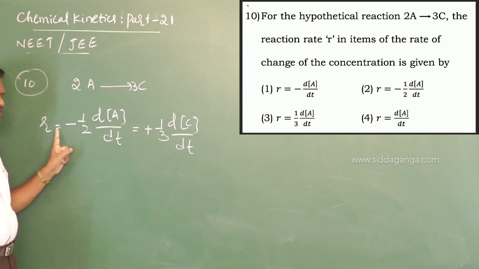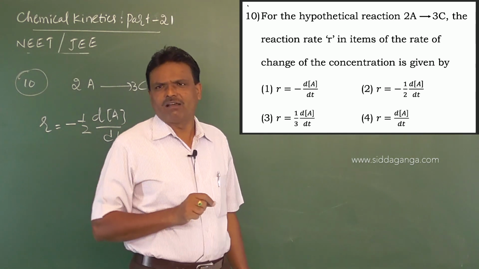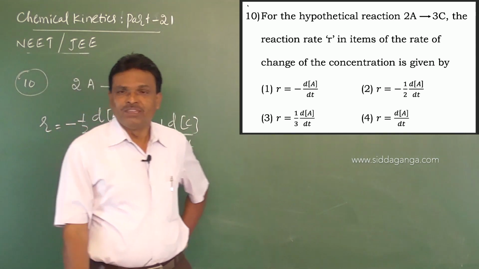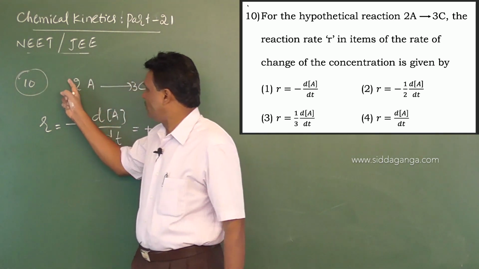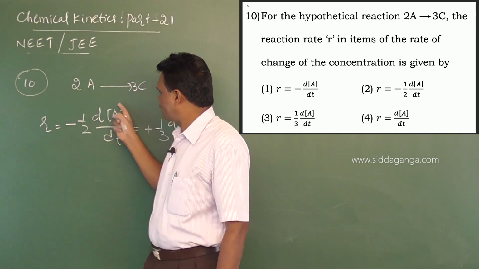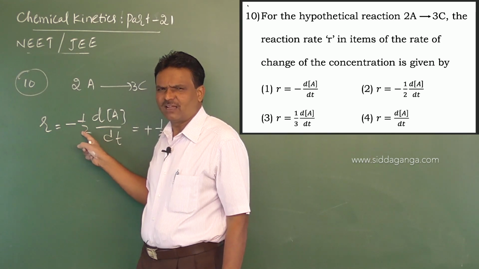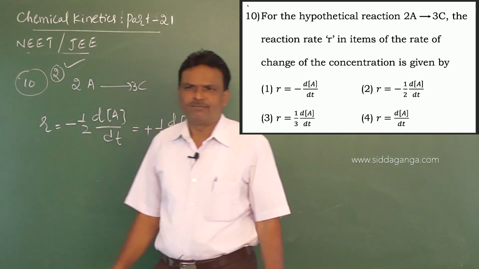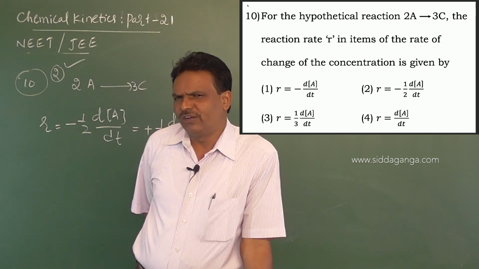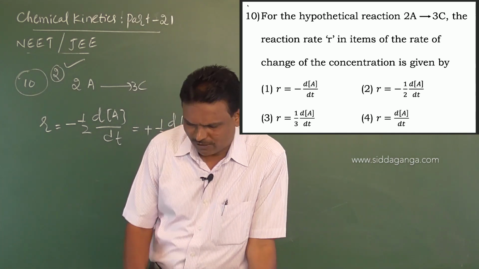So the first option is wrong: minus dA by dt. The rate of change of concentration of a reacting chemical species in a chemical reaction is divided by its respective stoichiometric coefficient. The stoichiometric coefficient is 2, so the rate of reaction is divided by 2. So option 2 is the right option for question number 10. R is equal to minus half into dA by dt. With a positive sign, 1 by 3 dA by dt is also not possible.